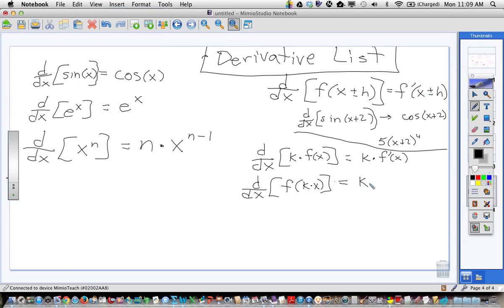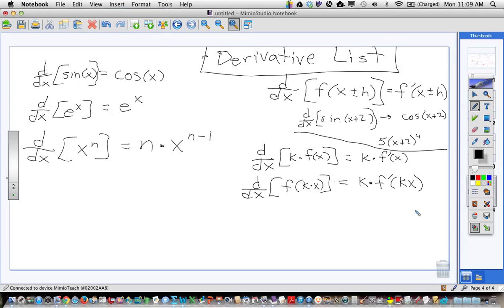So what happens here is we have to kick a k to the outside and we leave the k on the inside as well. So when we have a k on the inside, we do our normal derivative. The k stays on the inside. We have to kick out a k.